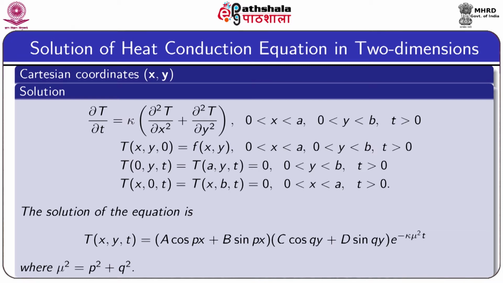Now the solution of the two-dimensional heat equation can be written, as we obtained in the last discussion, as capital T equals (a cos px plus b sin px) into (c cos qy plus d sin qy) into e to the power minus kappa mu square t, where mu square equals p square plus q square.